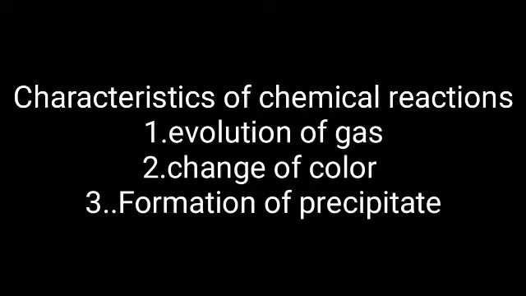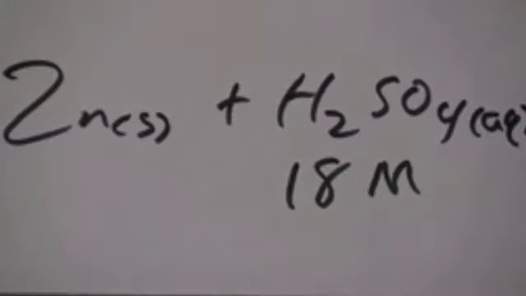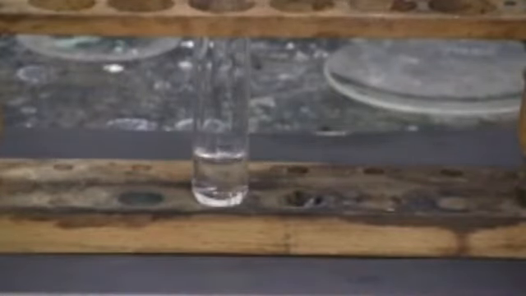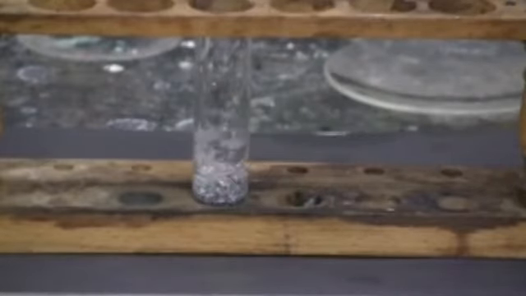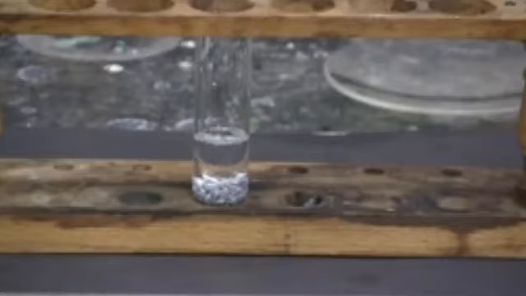First, evolution of gas. In many chemical reactions, one of the products is a gas. For example, when zinc reacts with dilute sulfuric acid, which gas is evolved? We can take sulfuric acid in a test tube and add zinc granules into that test tube. After some time, what can you observe?